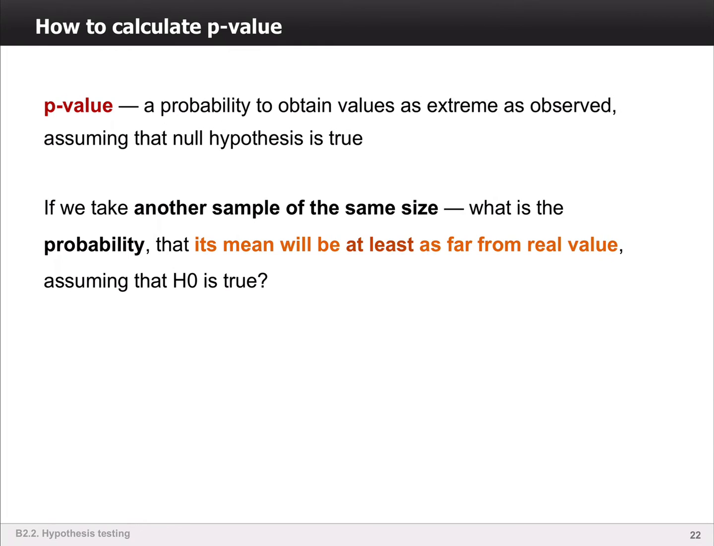Well, so the idea is the following. For a given sample size, we need to find a probability. Let's say we take another sample of the same size, how likely is it to be at least as far from the null hypothesis as ours, or even further? Okay, so it means it's even more extreme.